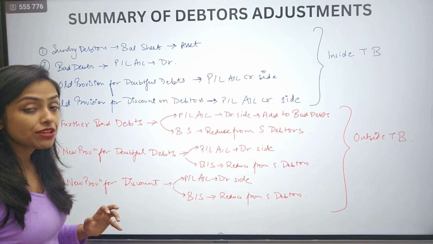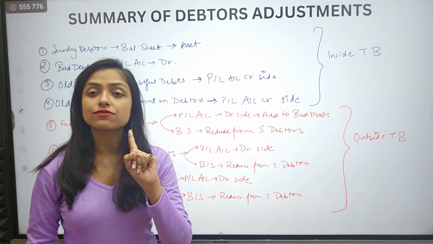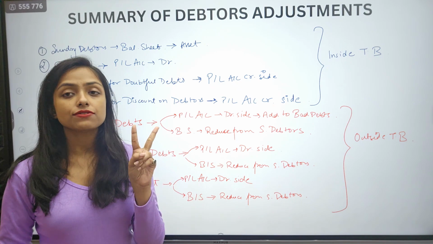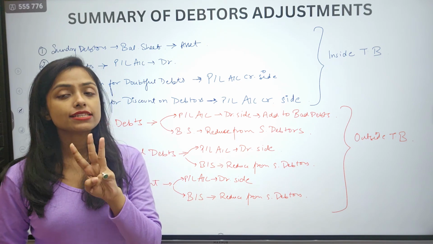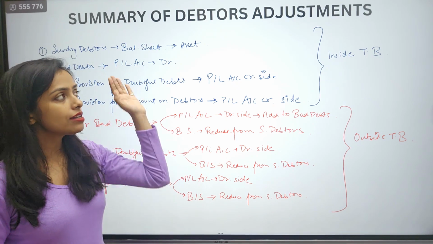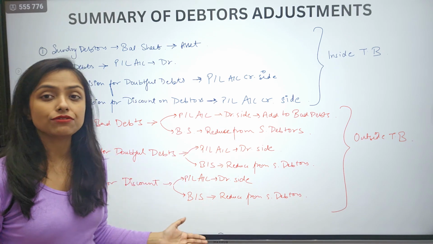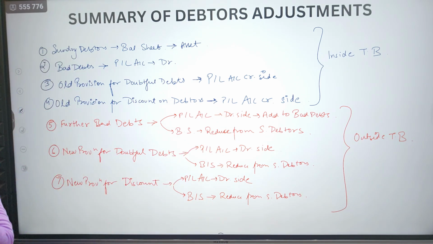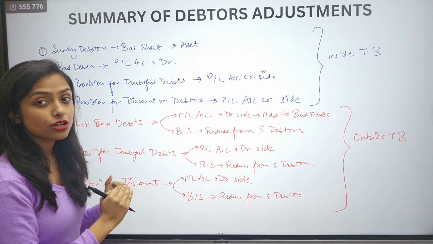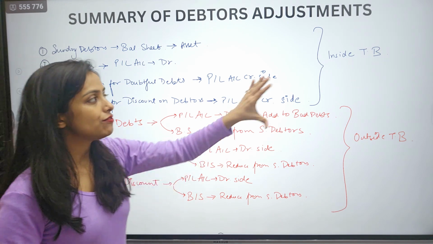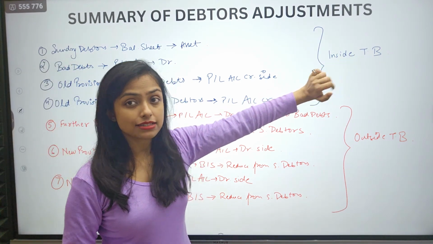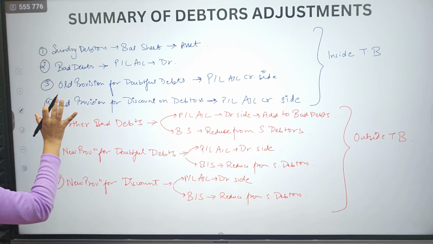Since we have seen everything related to the sundry debtors, we have seen further bad debts, we have seen provision for doubtful debts and provision for discount. Now let's see a summary of how you are going to treat everything if it comes in the examination. First, step by step, we are going to look at everything that is given inside the trial balance.